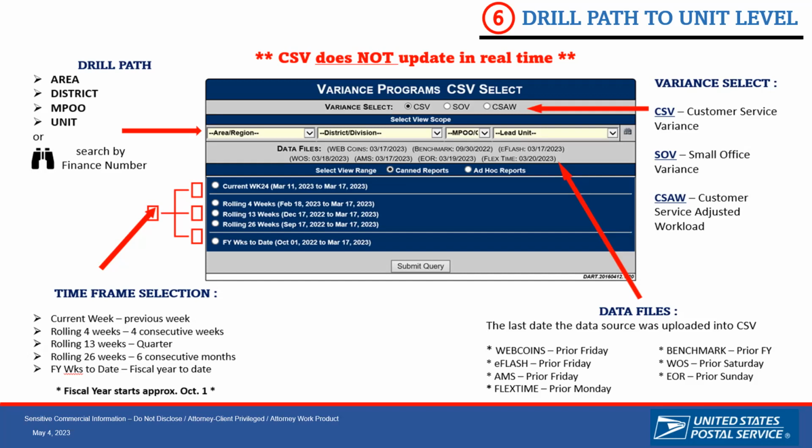If you look in the middle of the screen, you'll see where it says data files. These are the applications that feed into CSV. The dates beside them are the last time the application updated inside CSV. For instance, WebCOINS updated on 3/17. Benchmark only updates once every fiscal year, so it was updated on September 30th. Then of course your eFlash, your WAS report, AMS, your end of run report, and any flex time that's fed into the system.